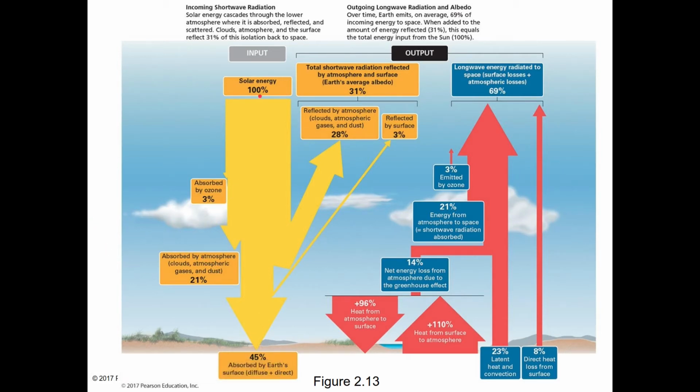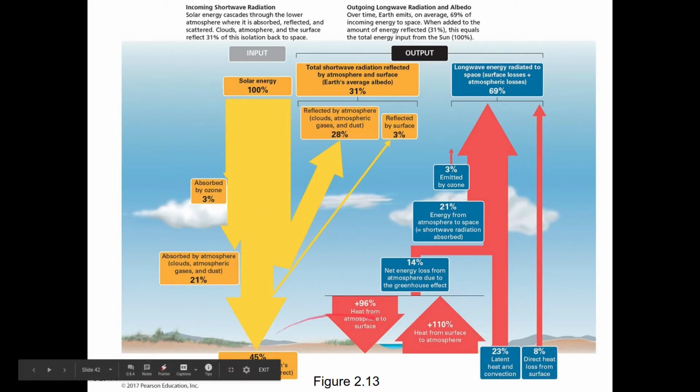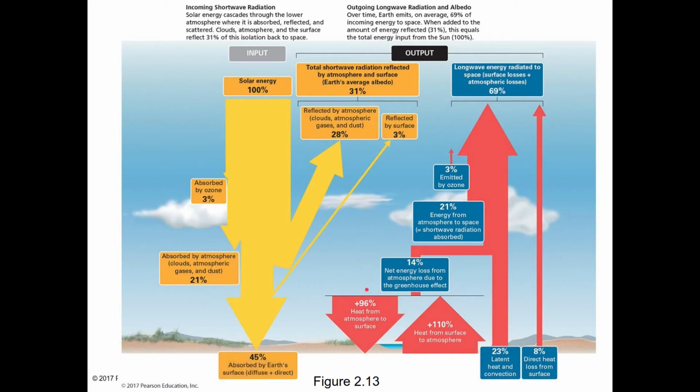I would draw out the sketch and have the arrow coming in from the sun and one going out to space, an arrow coming in from the sun going to the atmosphere, and an arrow from the sun going to the surface. I would then have one arrow going from the surface to space, one going from the surface to the atmosphere, and then one arrow going up from the surface to the atmosphere and a big arrow going down from the atmosphere to the surface. Those are the arrows that I would draw.